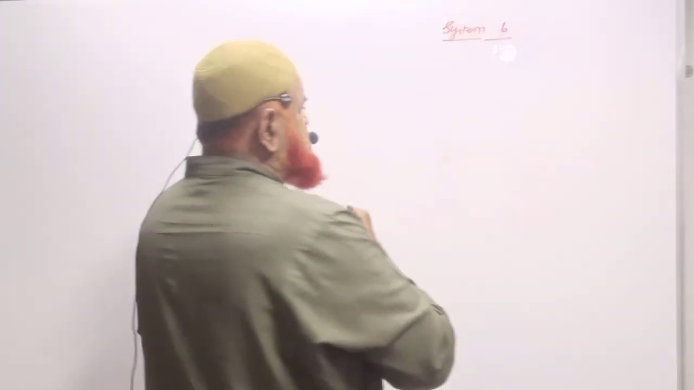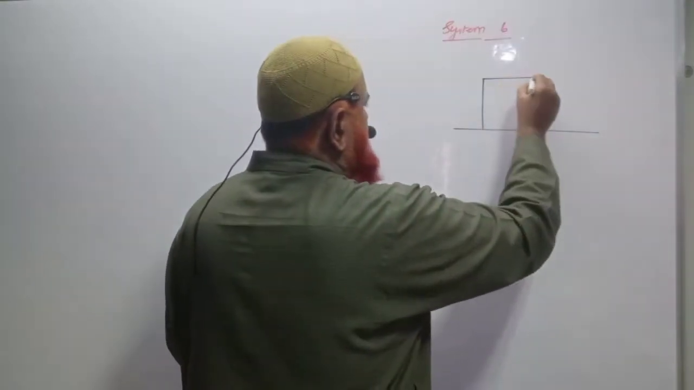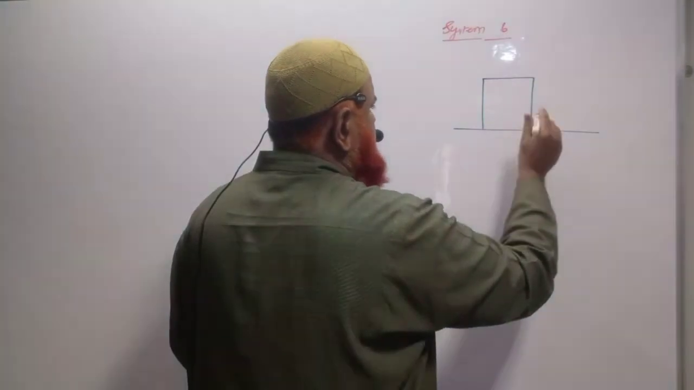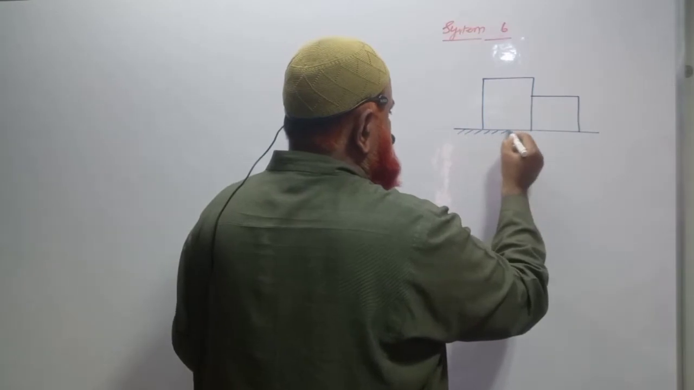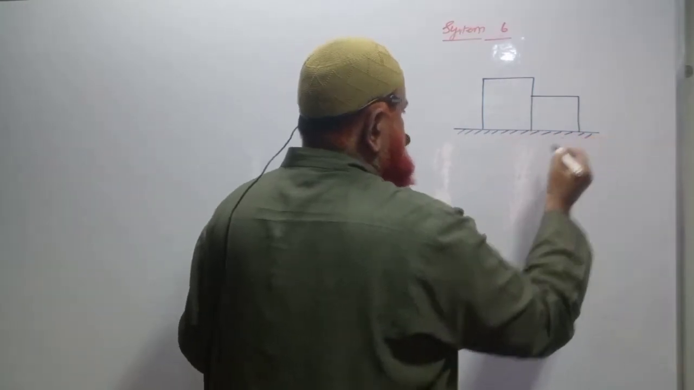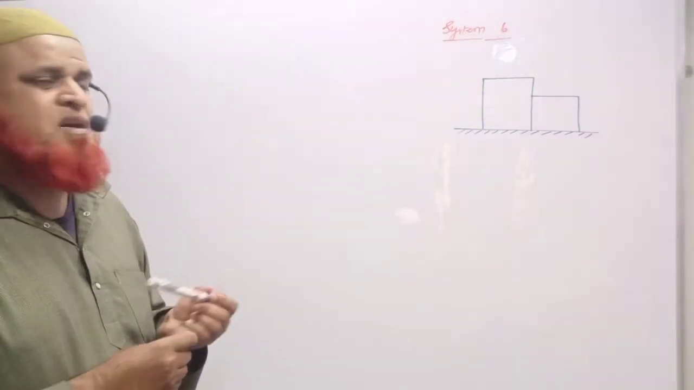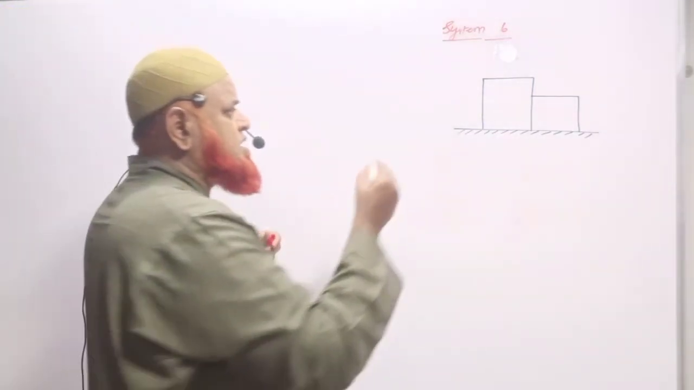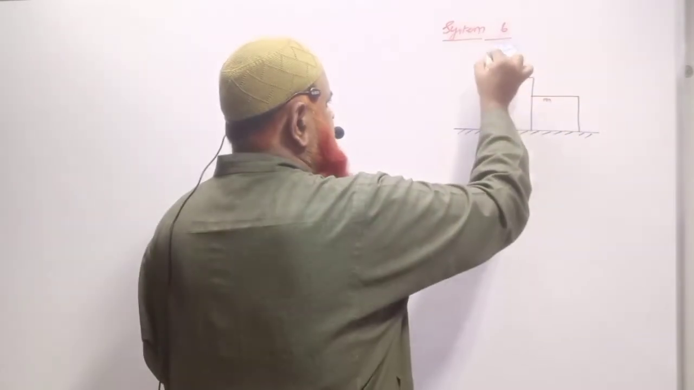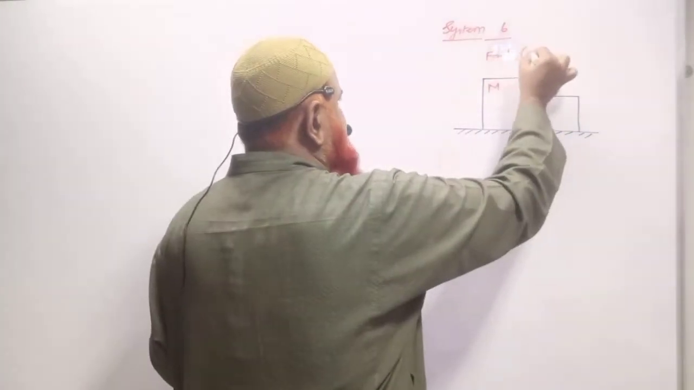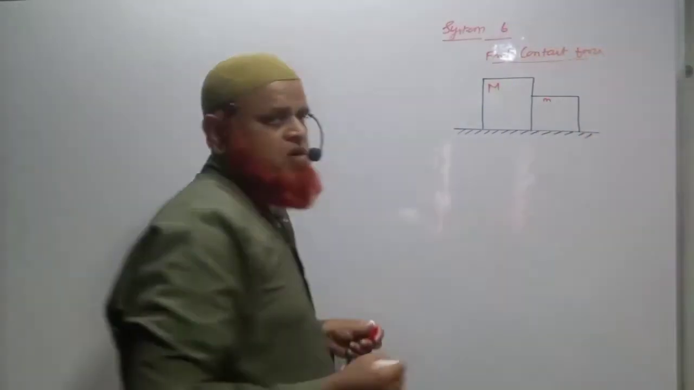Now, in this system, what I am going to do is take one block, and another block also. These are two blocks resting on the table. Let us consider this one is of mass capital M, this is of mass small m, and he is asking us to find the contact force.